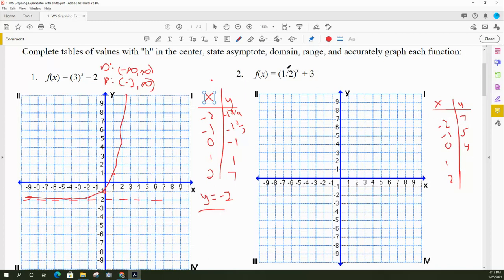And then if you plug in 1, 1/2 plus 3 is 3.5. Plug in 2, you get 1/4 plus 3 is 3 1/4. So again, you can see it's just getting closer to 3 because 3, the K, is the horizontal asymptote. So again, we write that y equals 3. Go ahead and graph this. So you can see the decay function.